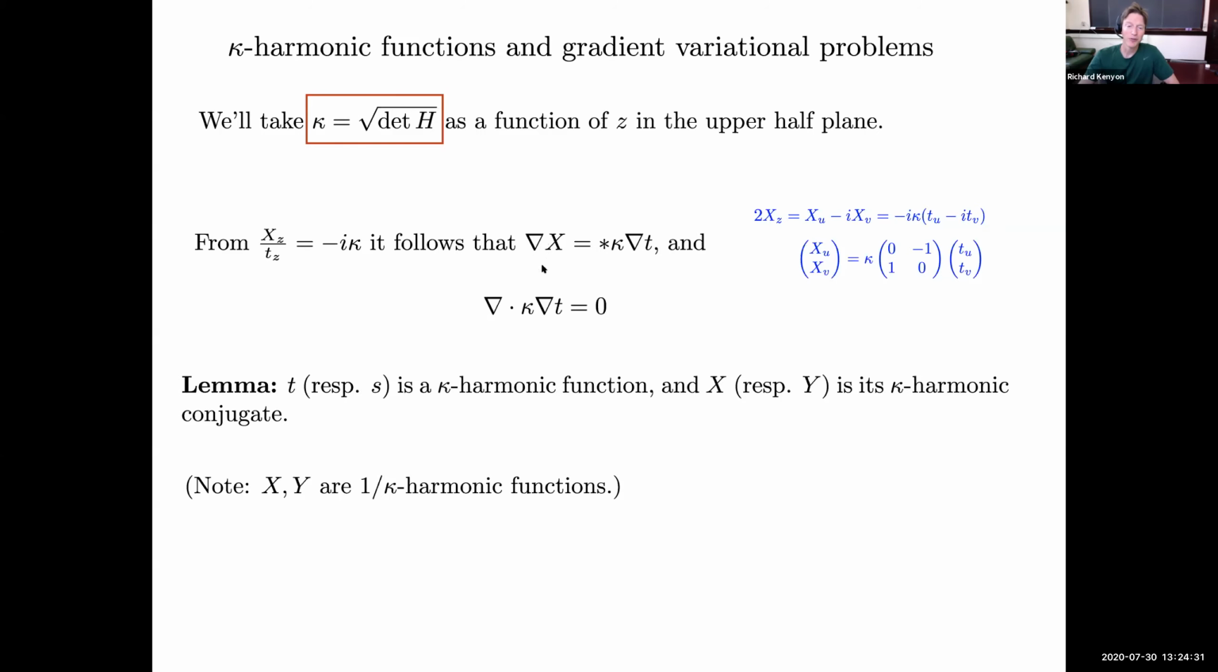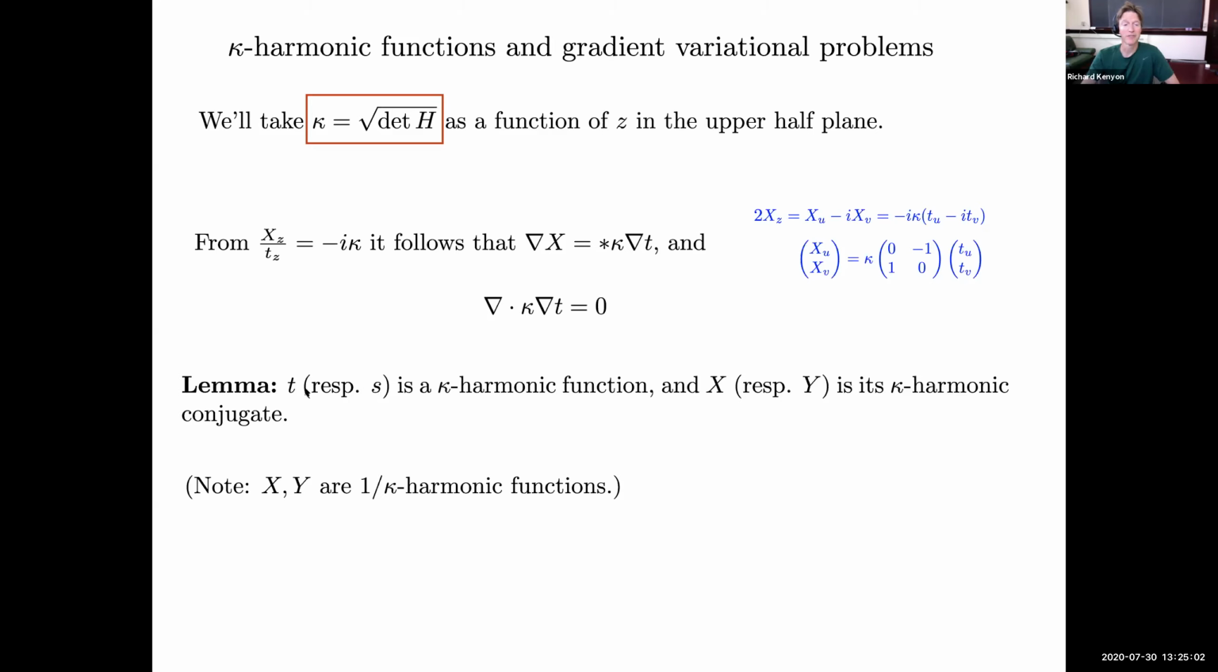But then if you apply the divergence, of course, kappa grad t rotated by 90 degrees is the gradient of a function, so it has zero divergence. So if you apply the divergence operator, you get 0. And the conclusion is that t itself is a kappa harmonic function. So this equation implies that t is kappa harmonic, and in fact, s is also kappa harmonic for the same reason.